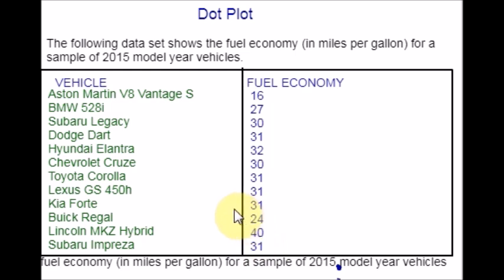And second step is draw a number line, labeling the number line with the minimum and maximum, and then all the numbers that fall between them. And put a dot above each number on the number line for each data entry in your set. And please don't forget a title and label. Let me show you one more example.